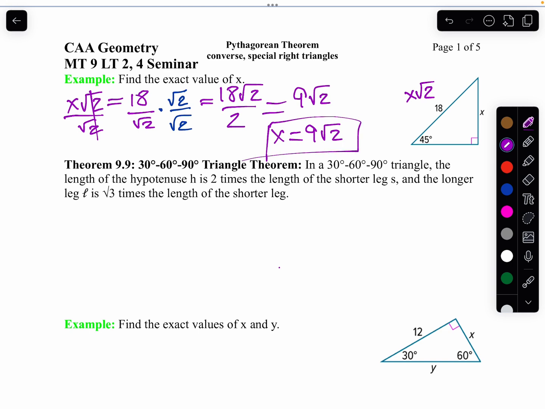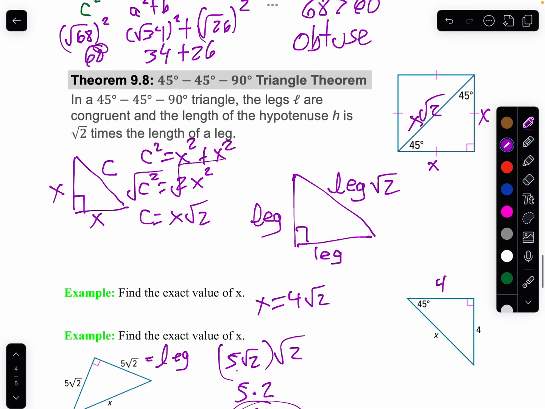If I haven't mentioned it before, you need to memorize this. No formula sheet on your test. You've got to know this rule.